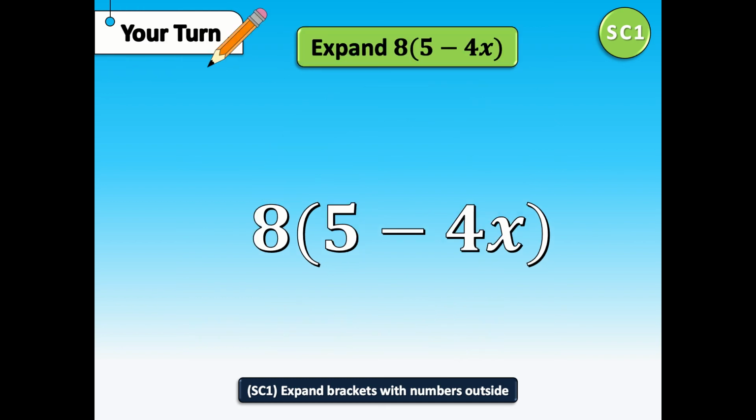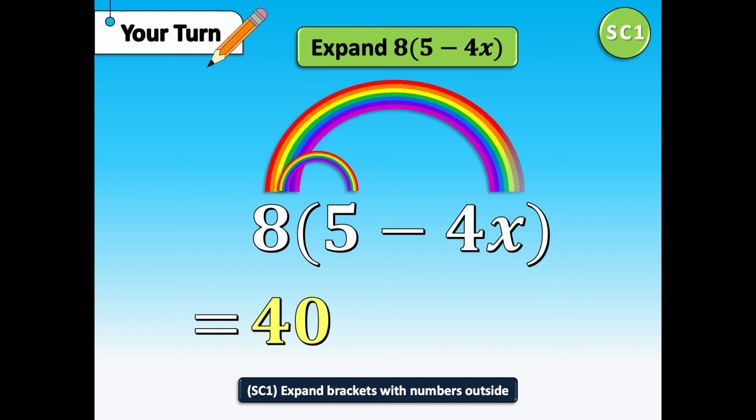Here's a question for you to have a go at. Pause the video, and when you're ready to see what you should have done, press play. So for this question, we do 8 times 5, which is 40, and then 8 times minus 4x, which is minus 32x.